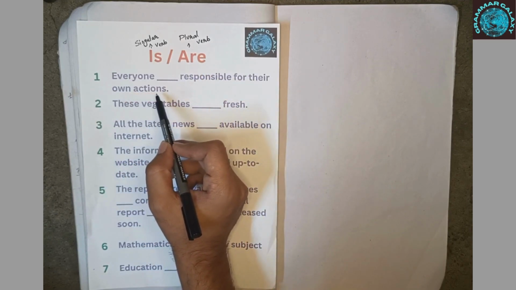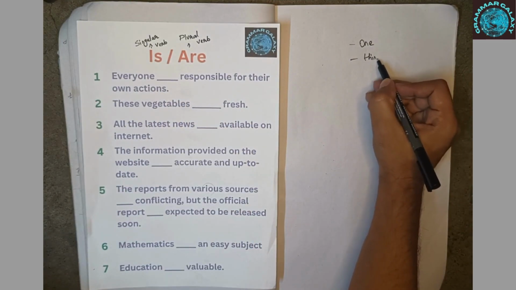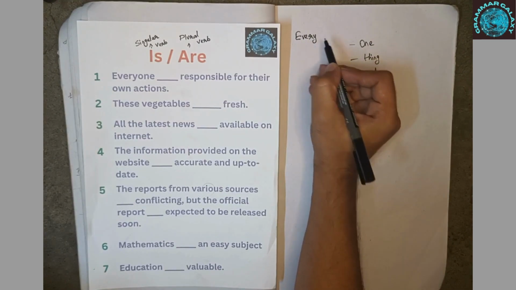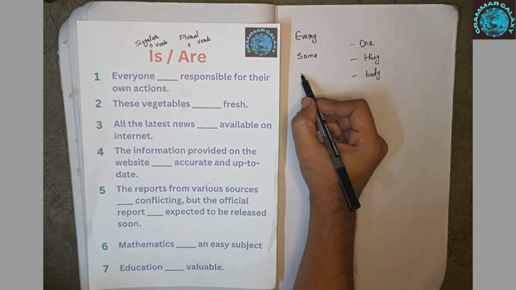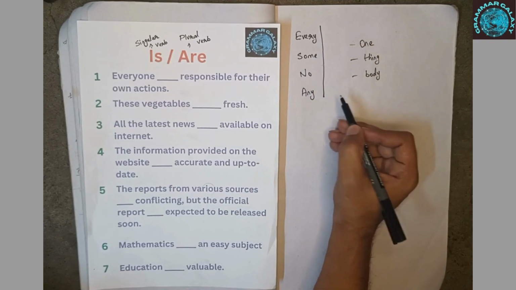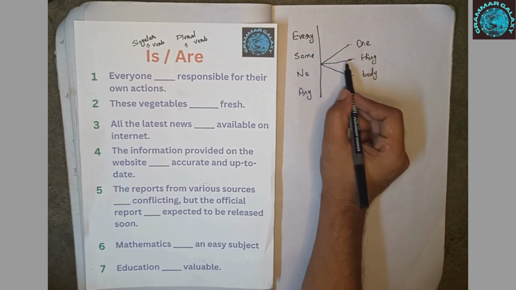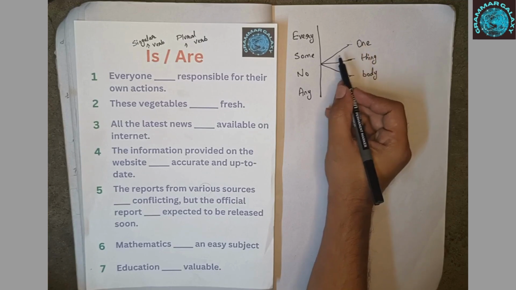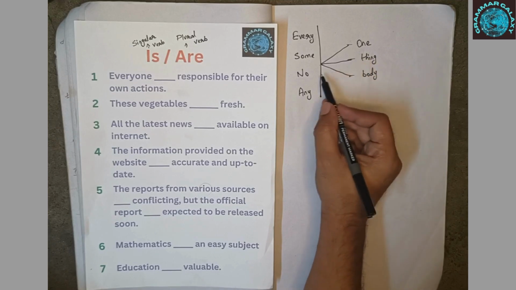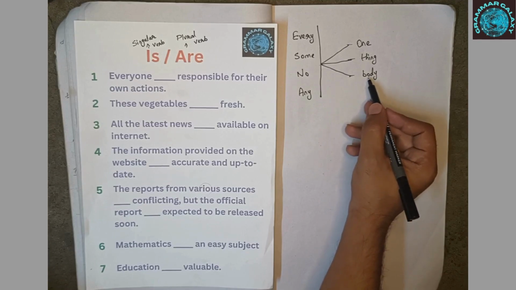Be careful with the subject that contains one, thing, or body. For example, you have every, some, no, or any. All right, read it out. Everyone, everything, everybody. Someone, something, somebody. No one, nothing, nobody. Anyone, anything, anybody.